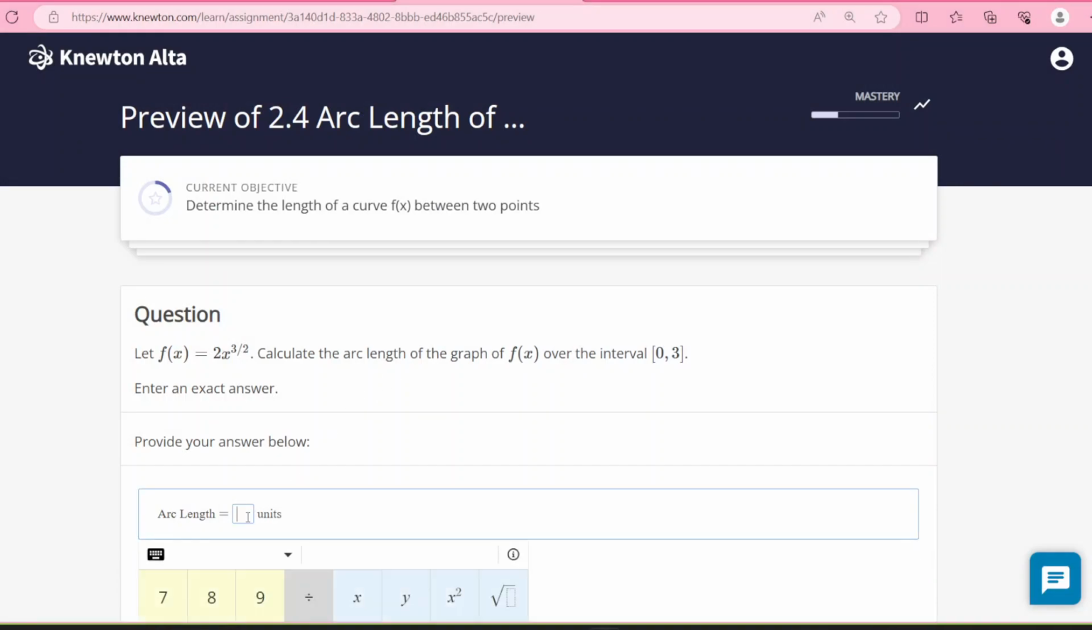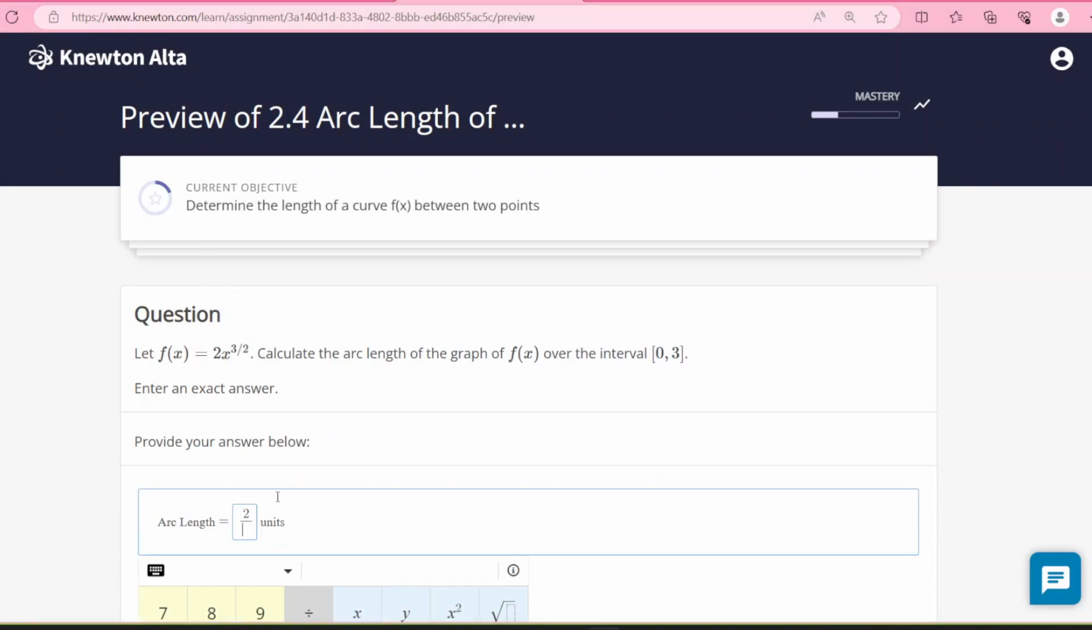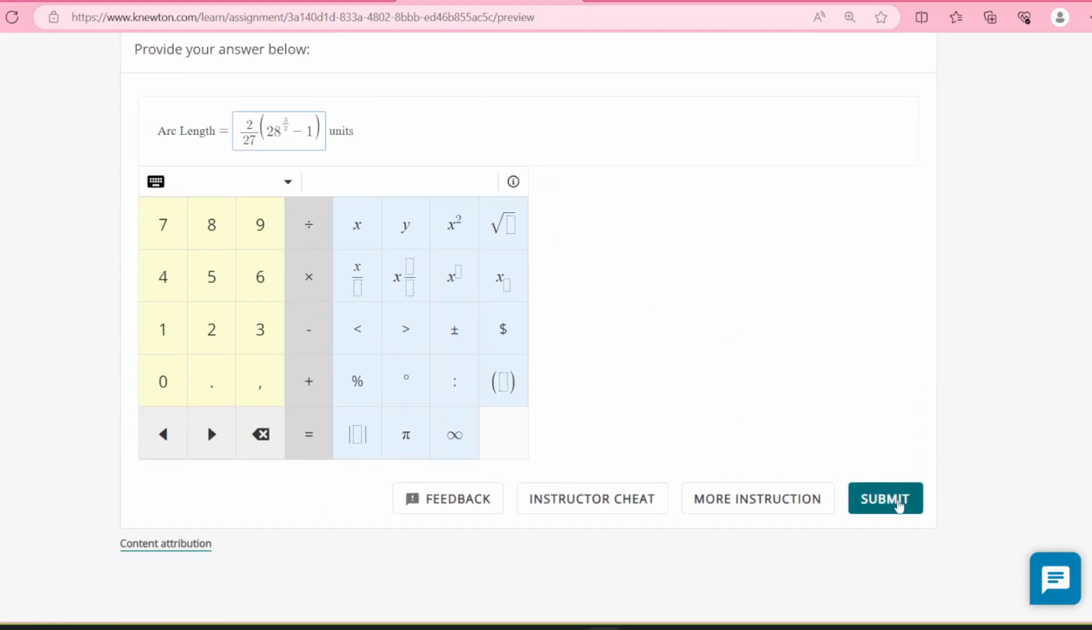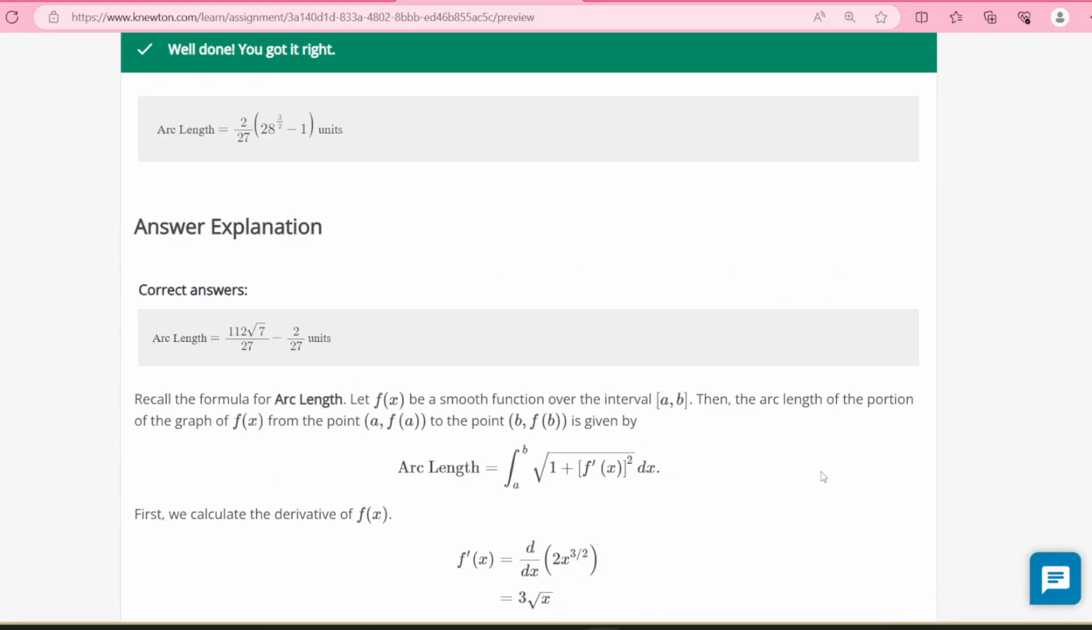That's what I'll be entering here. So 2/27 times the quantity, 28 raised to the 3/2 power, and then get down from there, minus 1 after, and close the quantity there. This should be good. Great.